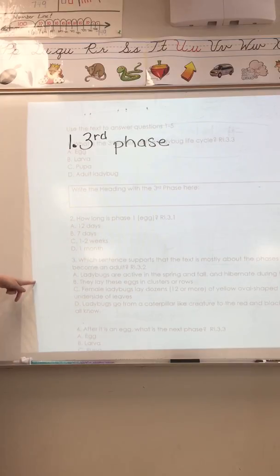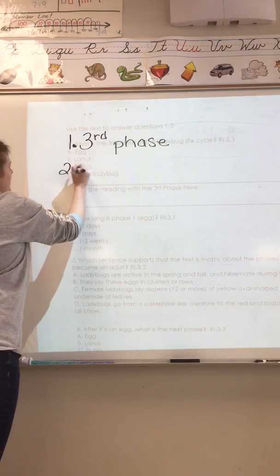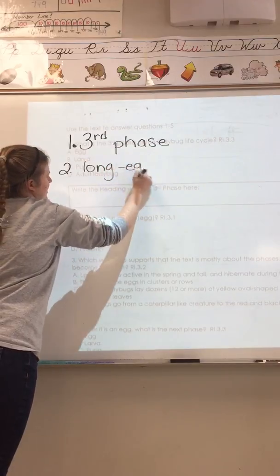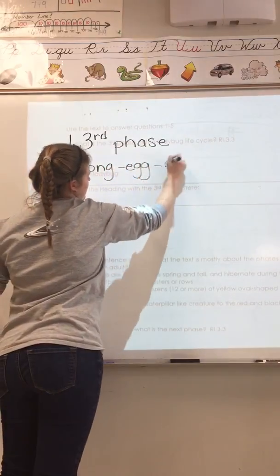Okay, number 2 says, how long is phase 1, the egg phase? So for number 2, you're trying to figure out how long is this ladybug an egg? That first phase.